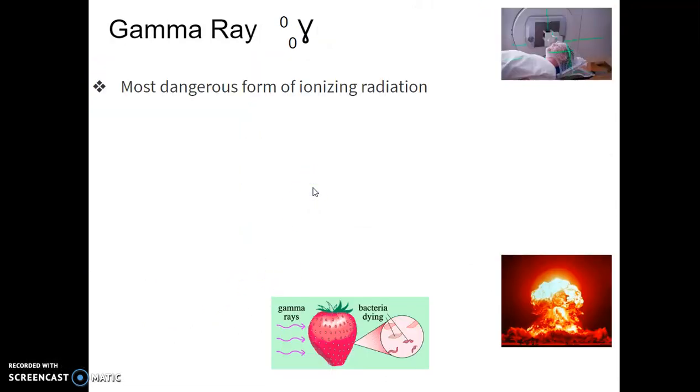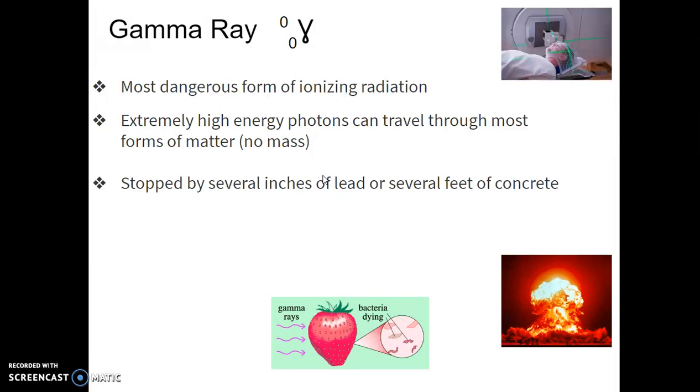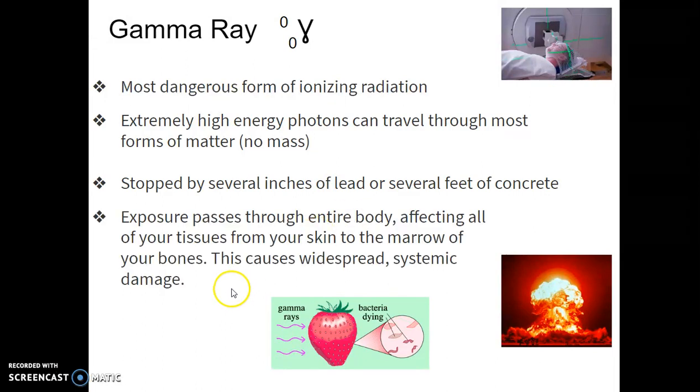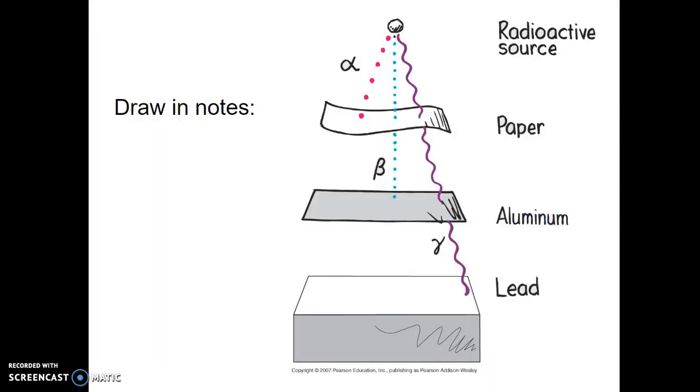Gamma rays are actually not a particle. These are just waves with a lot of energy. They're the most dangerous form of ionizing radiation, extremely high energy photons, so it's just light that can travel through most forms of matter. They have no mass. Stopped by several inches of lead or several feet of concrete. Exposure will pass through the entire body, and it'll affect all of your tissues from your skin to the marrow of your bones, and it causes widespread systemic damage. So if you were to be exposed to something, gamma rays would not be it.